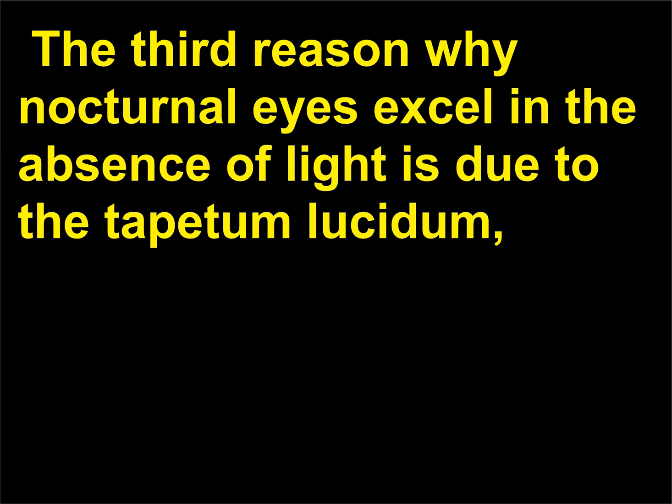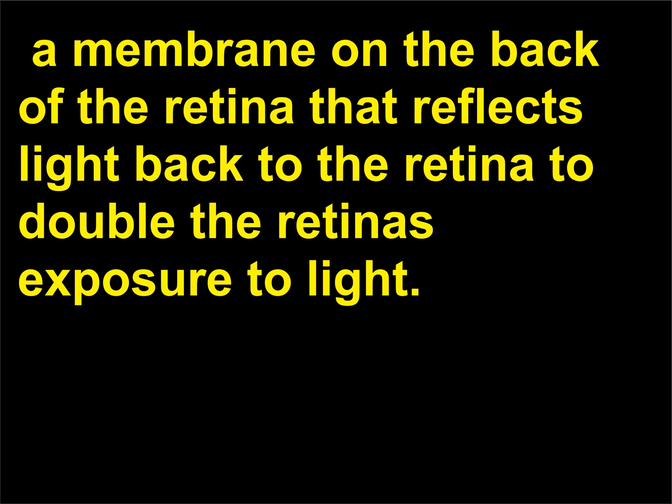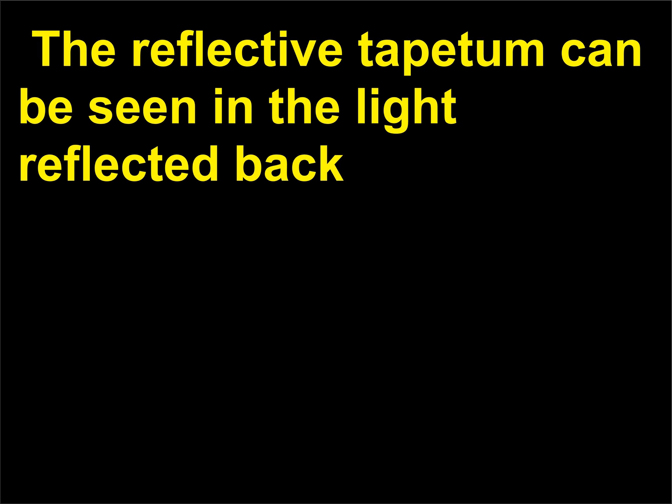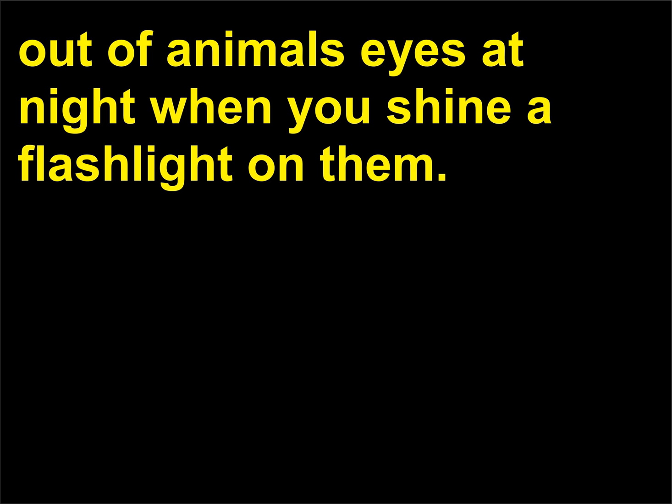The third reason why nocturnal eyes excel in the absence of light is due to the tapetum lucidum, a membrane on the back of the retina that reflects light back to the retina to double the retina's exposure to light. The reflective tapetum can be seen in the light reflected back out of animals' eyes at night when you shine a flashlight on them.